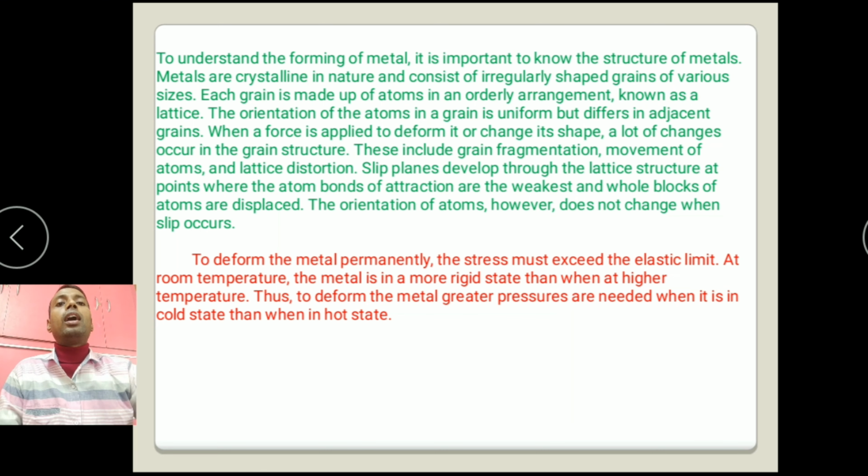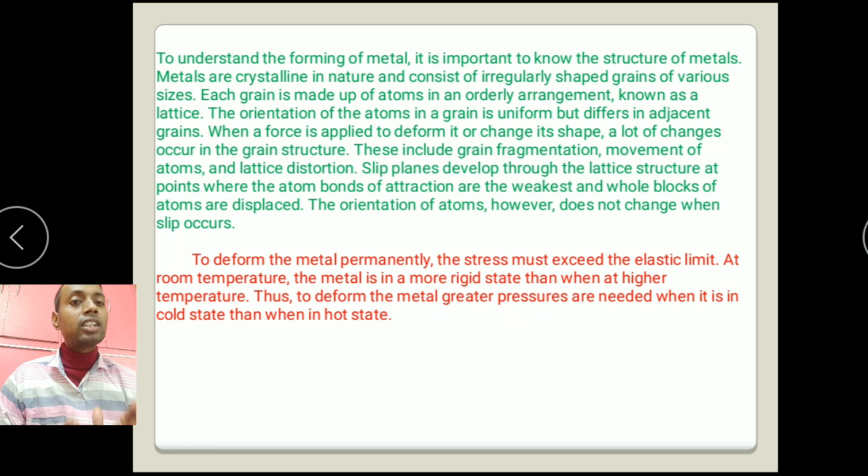A lot of changes occur in the grain structure. These include grain fragmentation, movement of atoms and lattice distortion. Slip planes develop through the lattice structure at points where the atomic bonds of attraction are the weakest, and whole blocks of atoms are displaced. The orientation of atoms, however, does not change when the slip occurs. To deform the metal permanently, the stress must exceed the elastic limit. Keep in your mind, my dear friends, to deform the metal permanently, the stress must exceed the elastic limit.